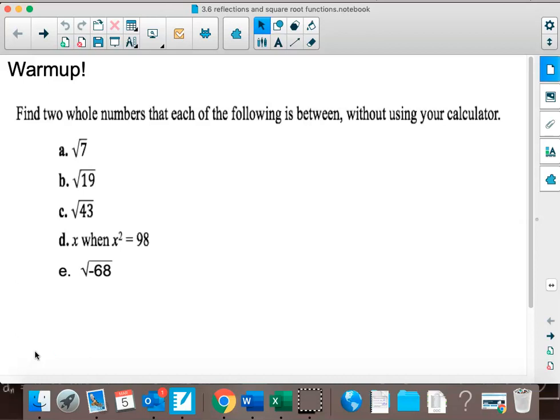What about the square root of negative 68? Can't. Yeah, it can't be done. It's an imaginary number. It's not a real number, and therefore, as long as we're in real number world, which we are right now, there is no solution to that. Yeah. All right.